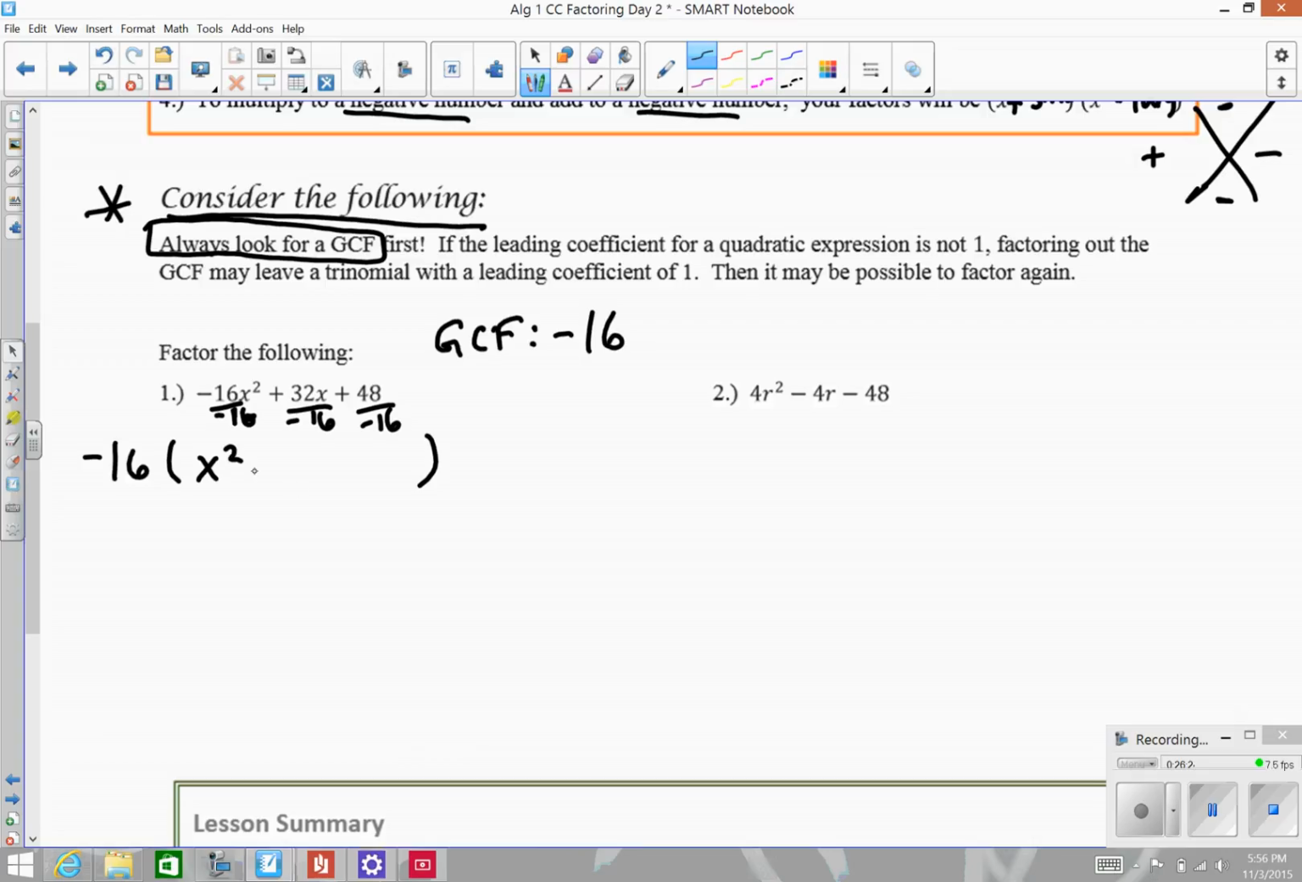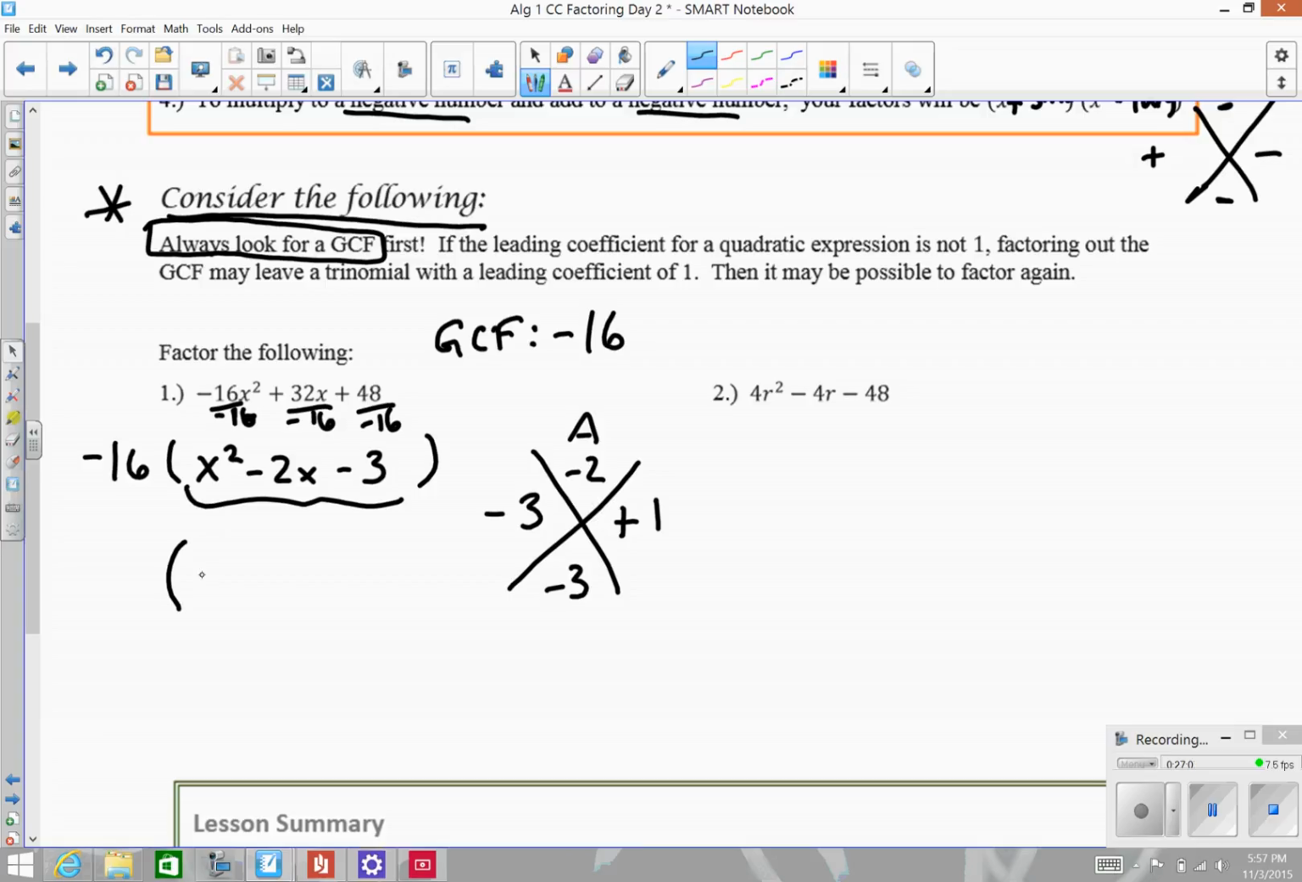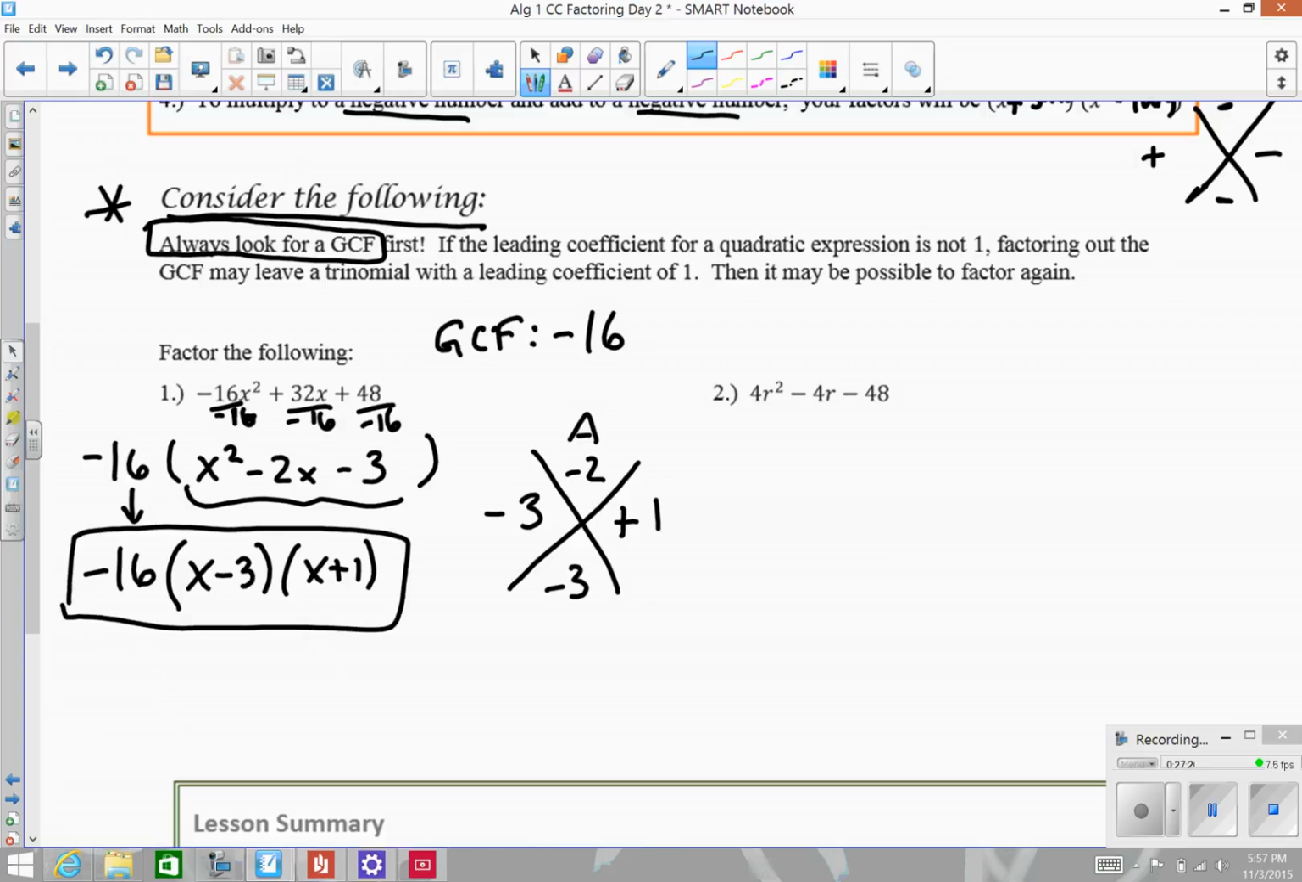And I'm going to get x squared minus 2x minus 3. Now this trinomial that's left in parentheses, that's what I'm going to use to figure out two integers that add up to negative 2 and multiply to negative 3. Multiplying to a negative number, one of them has to be negative, one of them has to be positive. And if I'm adding to a negative, my larger number has to be the negative. So negative 3, positive 1 multiplies to negative 3, adds up to negative 2. That means when I factor that trinomial, I'm going to have x minus 3, x plus 1. Oh, but I must always bring down my GCF because that is part of my factoring. So in this case, I have not only the two binomial factors, but also a constant GCF.